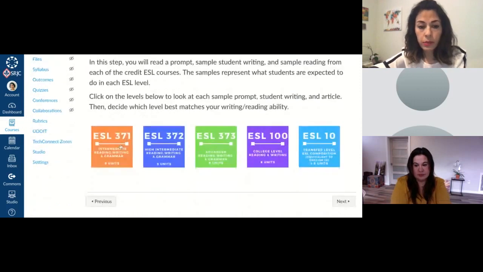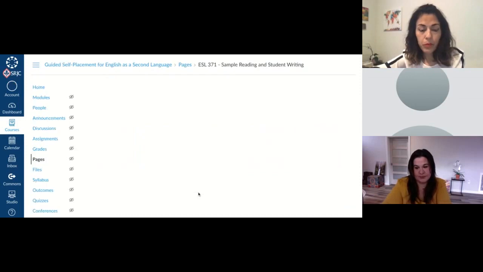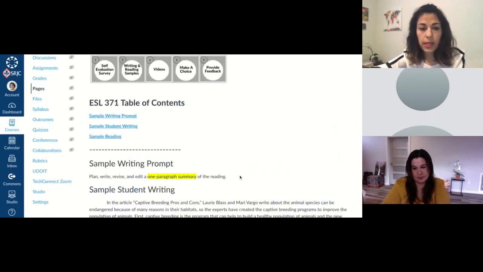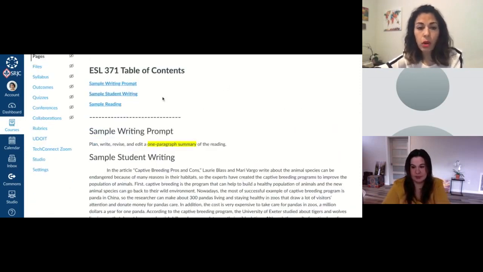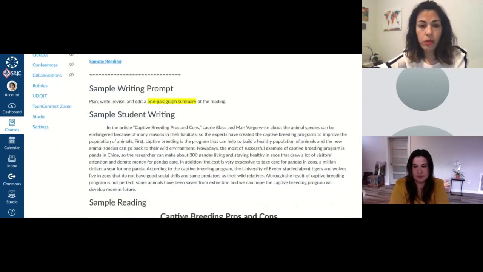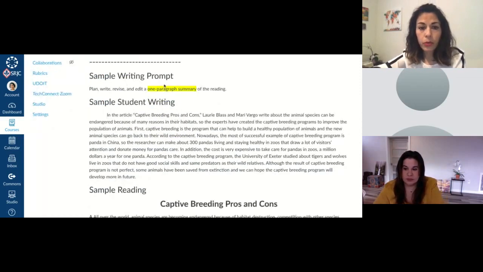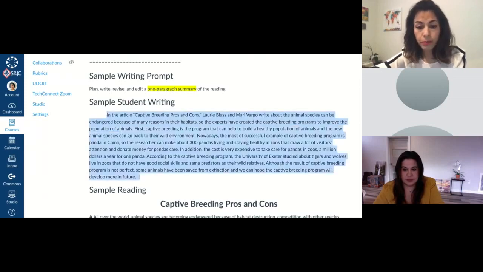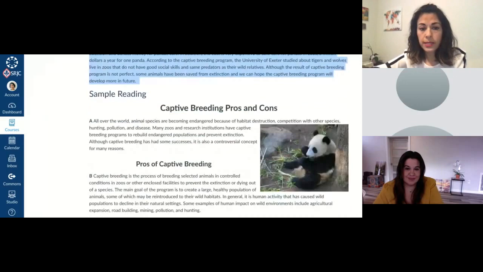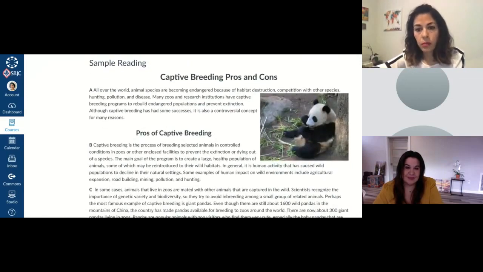So from 371 all the way to ESL 10, for each level, they will see a sample writing prompt. And these are sample writing prompts from our final exams or final common assessments. So sample writing prompt in ESL 371, which is the lowest level, is plan, write, revise, and edit a one-paragraph summary of the reading. This is a sample writing of a student. And then this is a sample reading they would see in the common assessment.